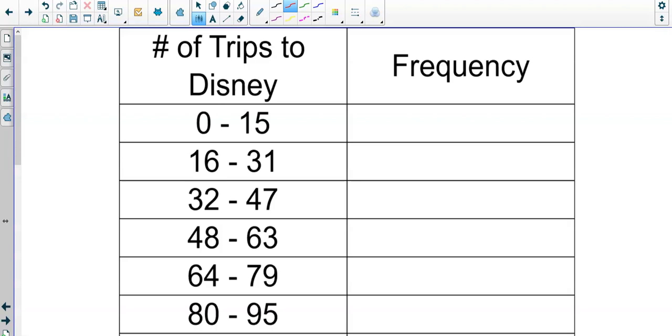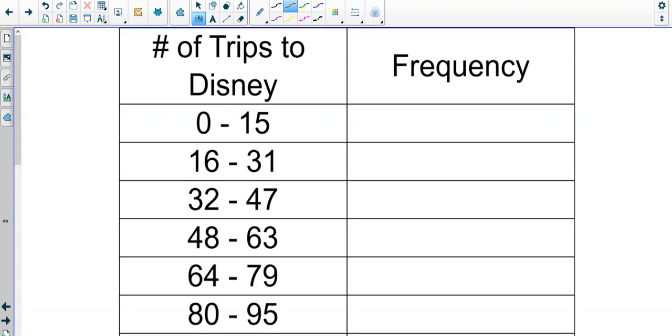A title to this should be number of trips to Disney, and in parentheses, all that information I talked about. Wide World of Sports, the theme parks, the water parks, the resorts, and Disney Springs. So number of trips to Disney for individuals in the plaza at 3 o'clock. Because that's when I actually did my survey, at 3 o'clock. So again, it's descriptive and it tells us what the table's about.